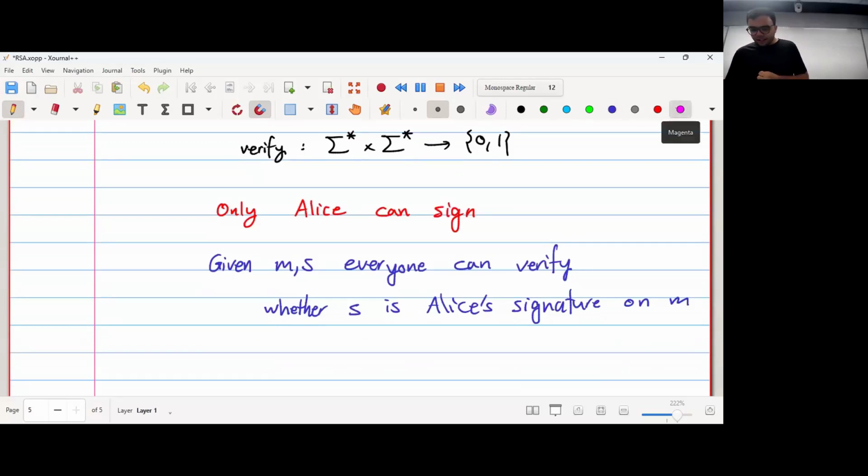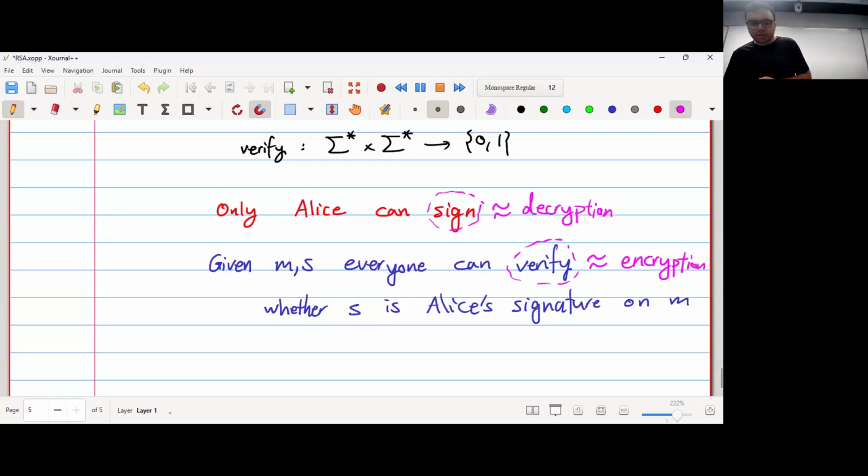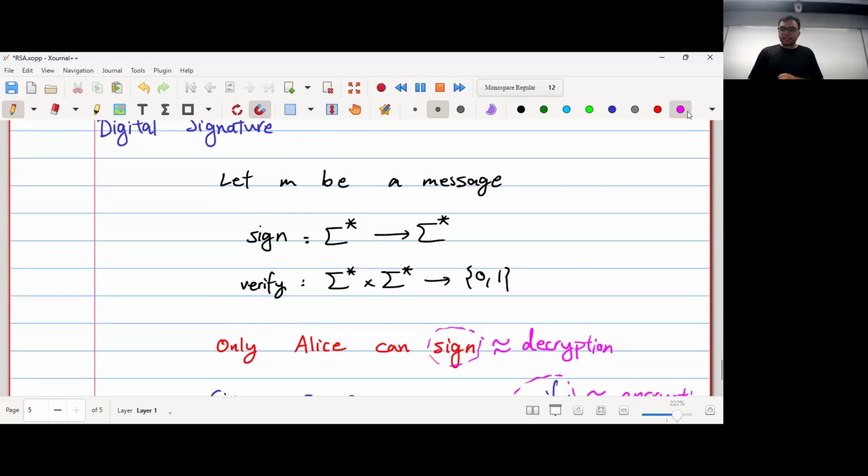So this is the intuition I have, that verification is very similar to encryption because everyone can do it. And signing is very similar to decryption because only Alice can do it. Okay, so I can say whenever you want to sign, you have to do it using a secret key.